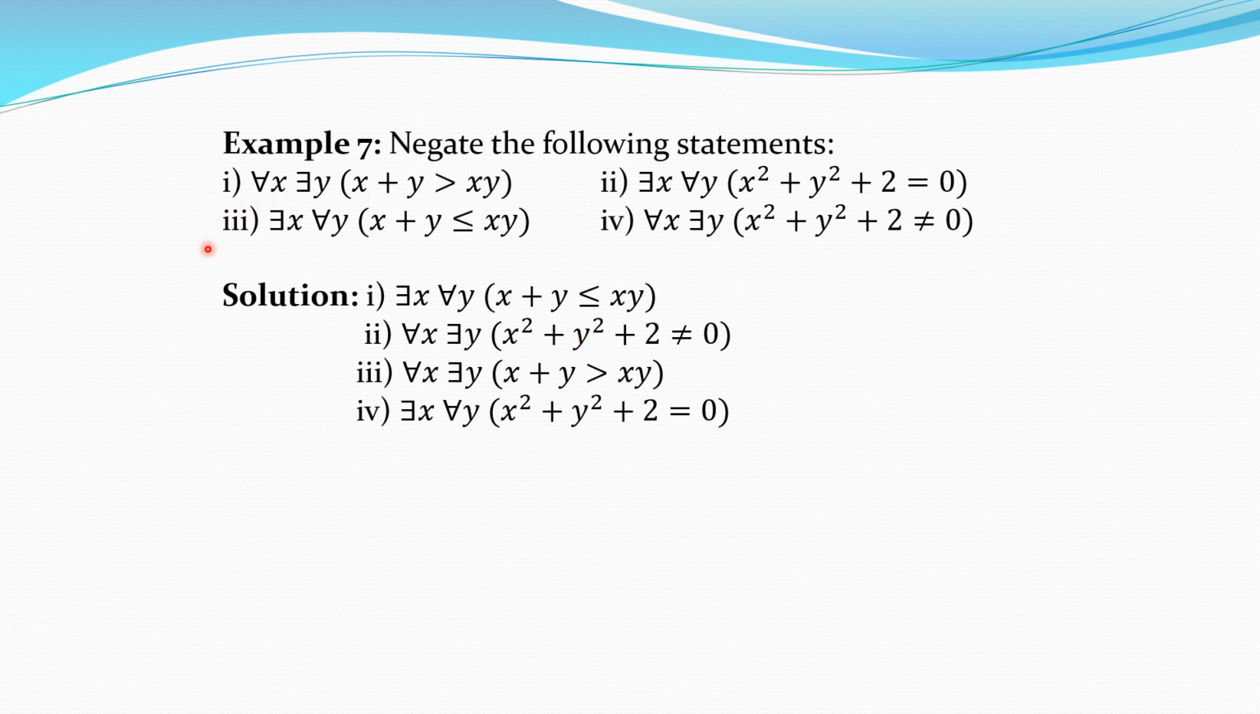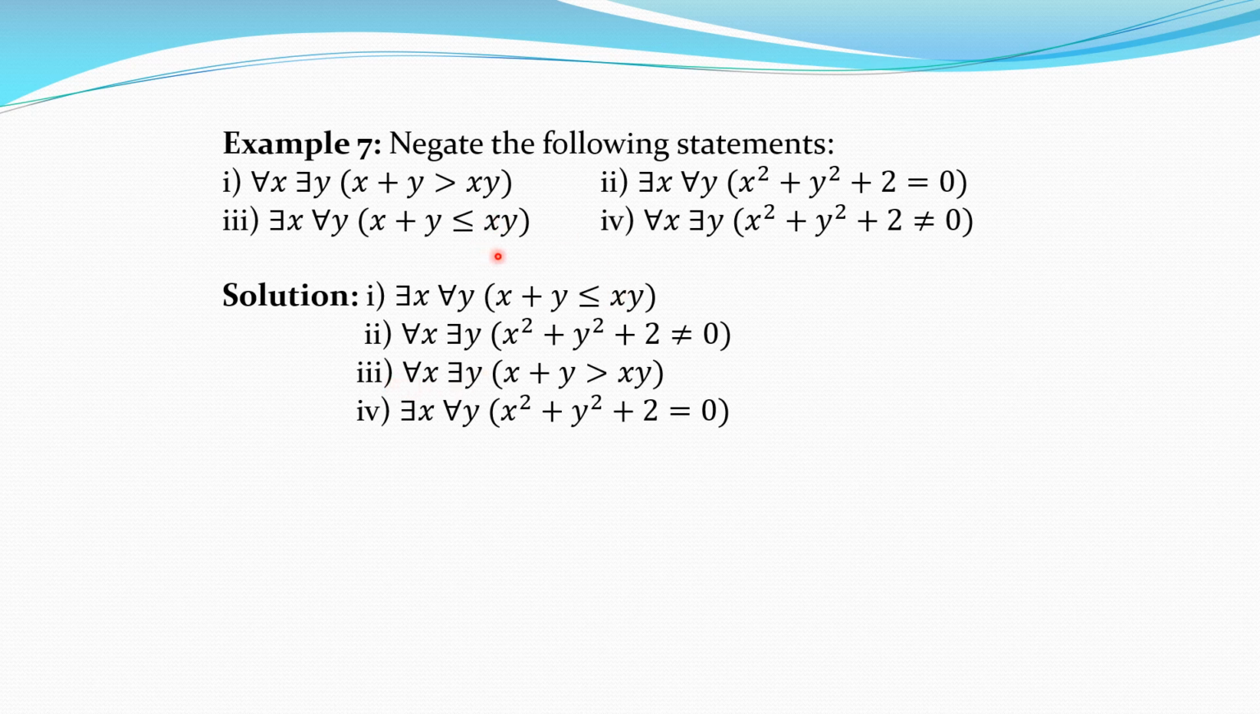Now, third, there exists x for all y, x plus y less than or equal to xy. So its negation will be for all x, there exists y. Now not less than or equal to means greater than. So x plus y greater than xy.